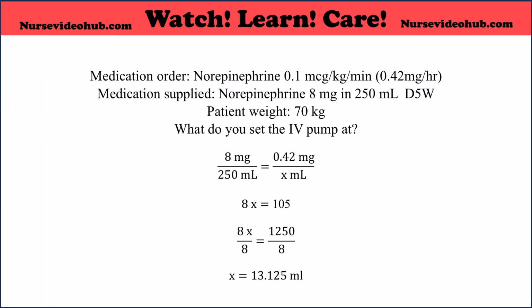Now set up your proportion. The first ratio is the medication supplied, 8 milligrams per 250 milliliters. The second ratio is the desired dose, 0.42 milligrams per X milliliters. Solve for the number of milliliters by cross-multiplying 8 times X and 0.42 times 250. This results in 8X equals 105. Divide both sides by 8 to solve for X. X equals 13.125. You would set the IV pump to 13.1 milliliters per hour of norepinephrine.